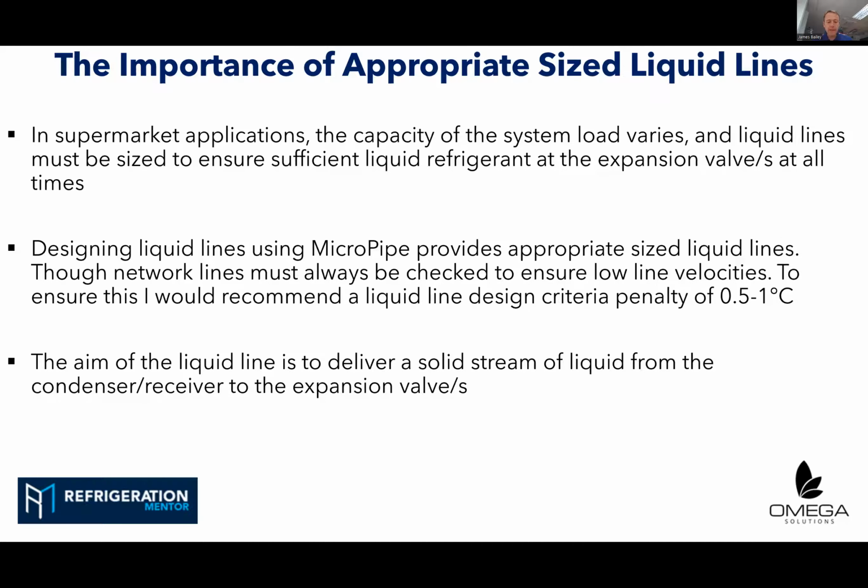The reason I mention that is that's one of the big things with Danfoss, especially their electronic AKV valves. It's one of the first things in the manual. Make sure that to prevent liquid hammer, you do not give liquid to that valve at a greater velocity of 1 meter per second. So as you know, the aim of the liquid line, we're looking to deliver a solid stream of liquid from the condenser or receiver to the expansion valves.